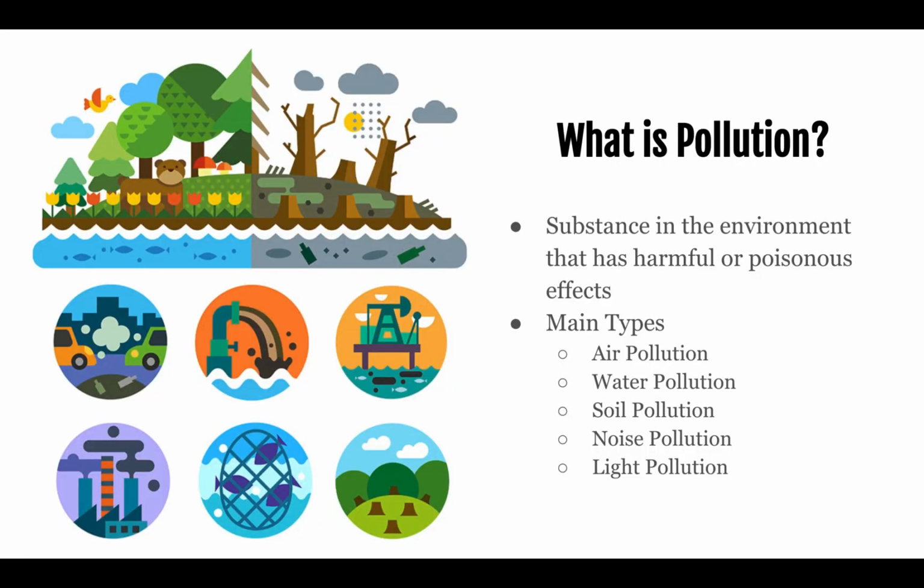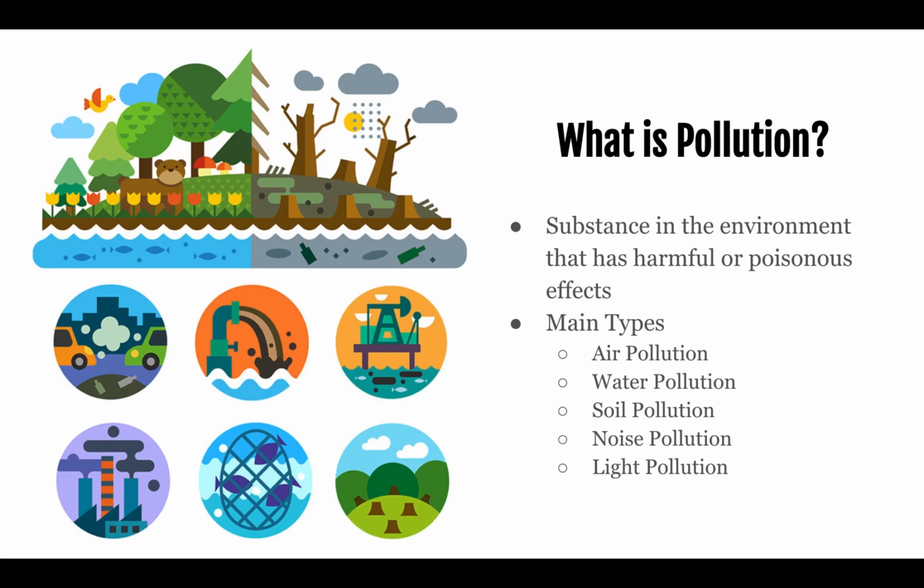To understand the effects of pollution on our body, we need to first and foremost know what is pollution, and it is a substance in the environment that has harmful or poisonous effects, and it can be classified by the presence of a contaminant in the environment, the amount of the contaminant, and if the contaminant causes harm to life. And there are many different types of pollution that I will get into. And the main types are air pollution, water pollution, soil pollution, noise pollution, and light pollution.